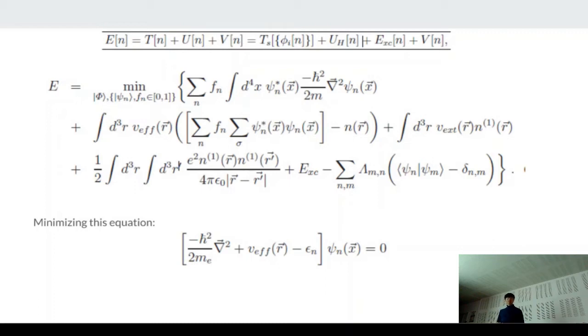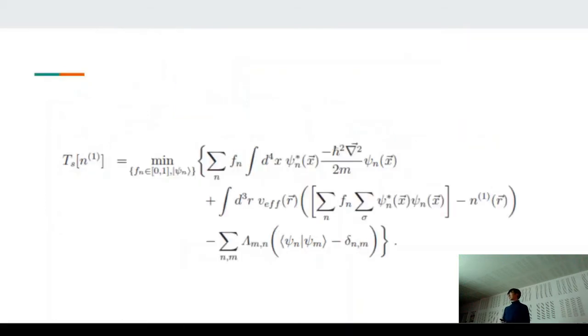Alexander, can you go back to the previous transparency? This one. So here you have been claiming that this should be a functional of the density, but honestly I don't see that. It's just... We have it right here. Yeah. But you also have the wave functions. The wave function should disappear if it was a functional of the density.